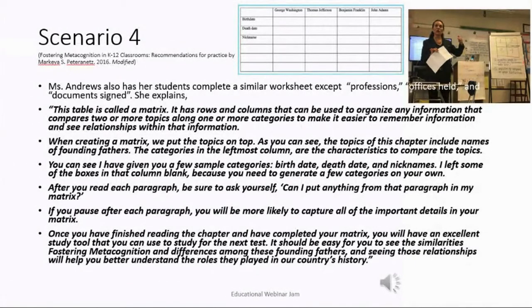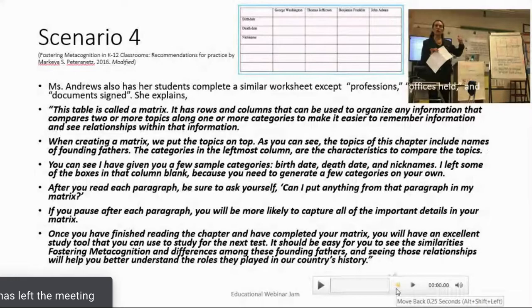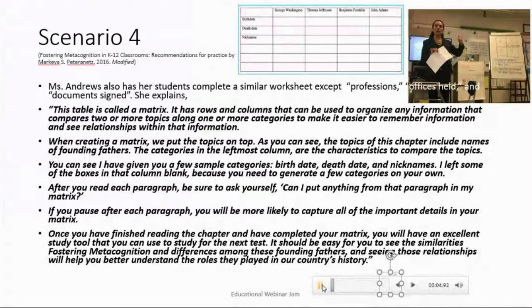Let's listen to her instructions with me. This table is called a matrix. It has rows and columns that can be used to organize any information that compares two or more topics along one or more categories to make it easier to remember information and see relationships within that information. When creating a matrix, we put the topics on top. As you can see, the topics of this chapter include names of founding fathers. The categories in the leftmost column are the characteristics to compare the topics. You can see I have given you a few example categories: birth date, death date, and nicknames.